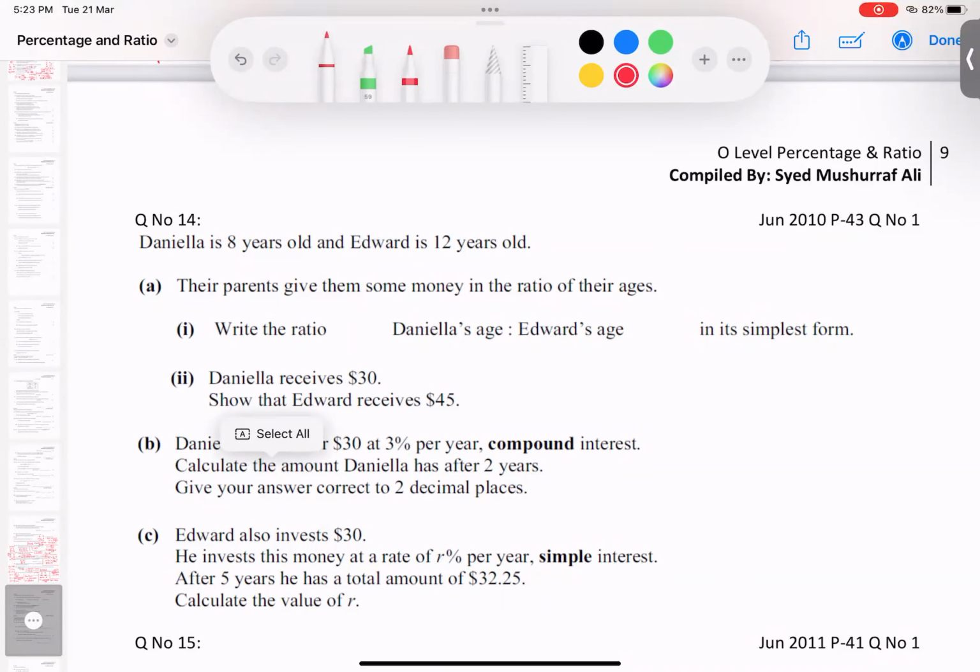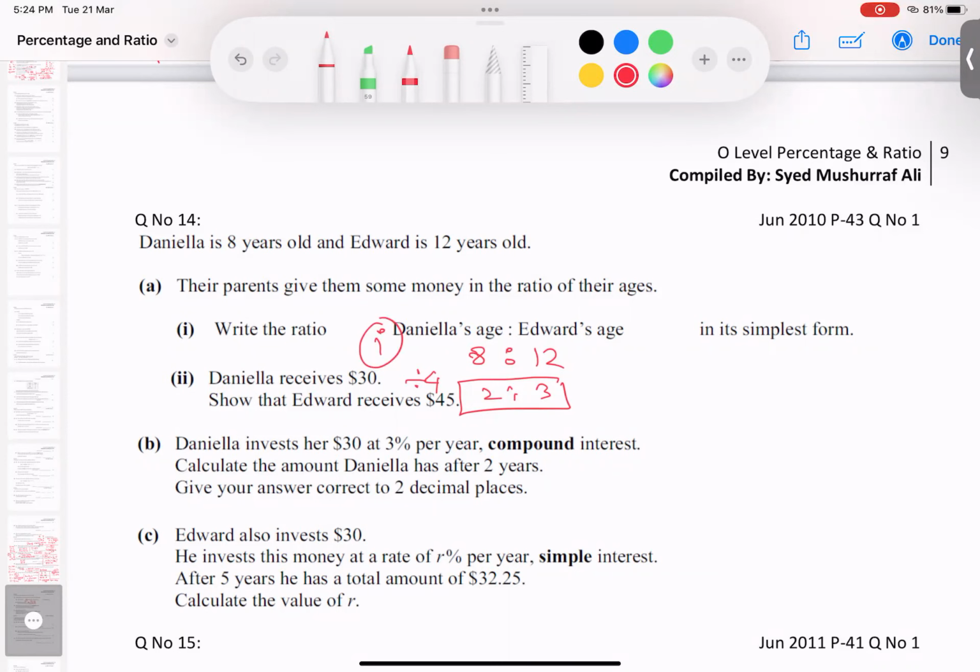Let's start. Bismillah ar-Rahman ar-Rahim. First of all, D is 8 years old and E is 12 years old. The question is saying to write the ratio of their ages in simplest form. So I will write 8 here and 12 here. Both are divisible by 4. So I got 2 and 3. This is my final answer. I believe it is very clear. Now part number 1 is done. Now let's go for the A2 part.